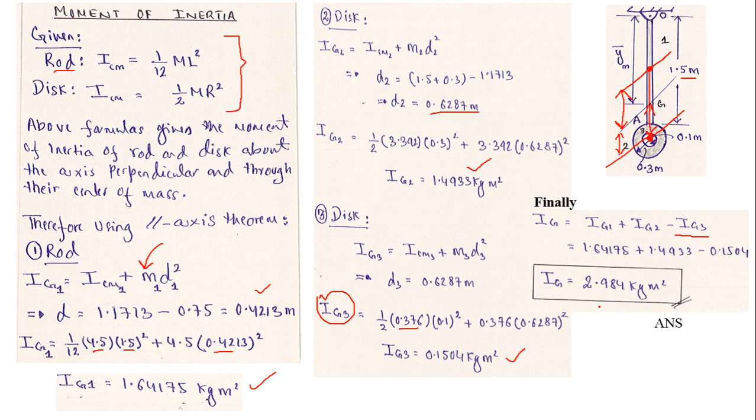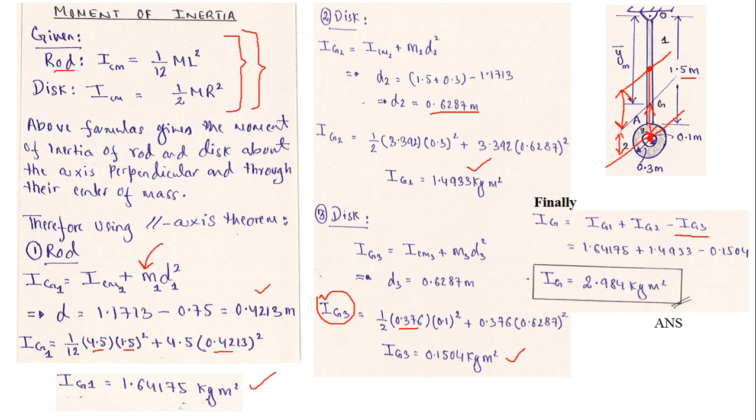So please go through this question and don't bother about these formulas. They will be given to you in the exam, but you have to remember the parallel axis theorem and how it is being applied and what is the concept behind applying this parallel axis theorem. Okay, the rest of the calculations are just simple substitution of the results and simple addition and subtraction, right?